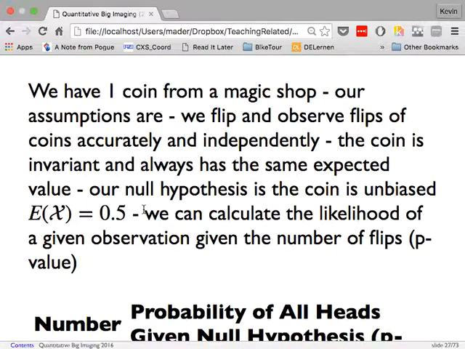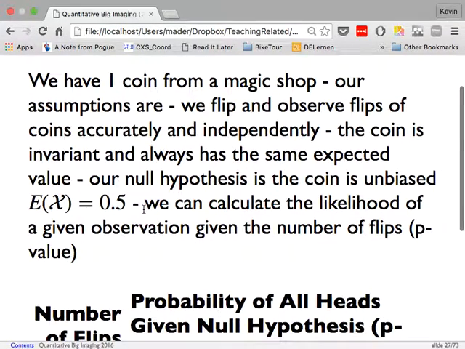So for this, the null hypothesis is that the coin is unbiased. So you'd have this expected value of 0.5, because that's what you've observed all your life up until now, that if you have a coin, it's 50% likely to be heads, 50% likely to be tails if you simply flip it. And so what we can calculate from this is the likelihood of a given observation, given the number of flips.